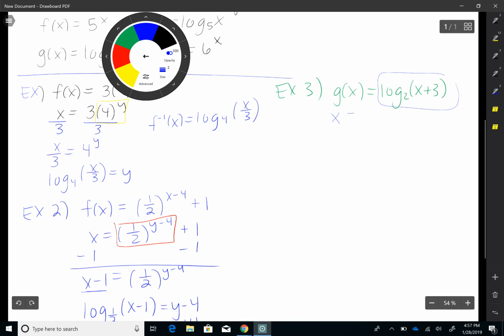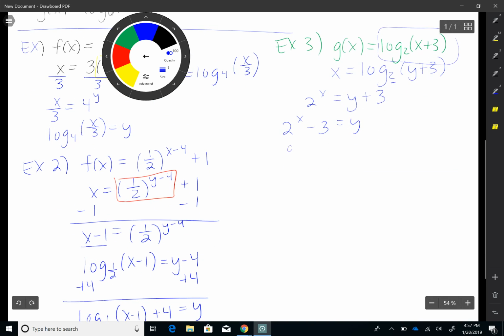So I do switch my variables, but after that I go straight to exponential form. My base is 2, your x comes in, your y is kicked out. So I have 2 to the x equals y plus 3. Then I'm going to subtract 3, so 2 to the x minus 3 equals y. So g inverse of x equals 2 to the x minus 3. All right, let's do one more.